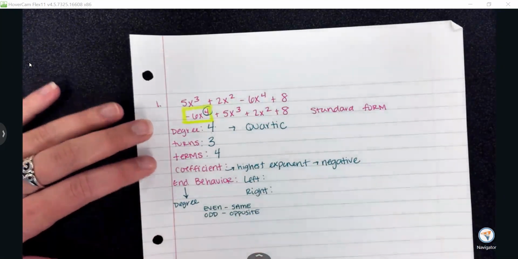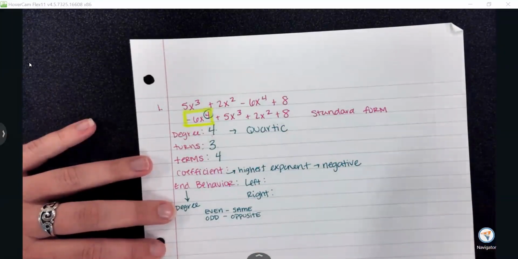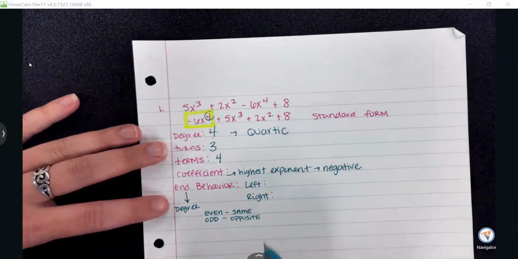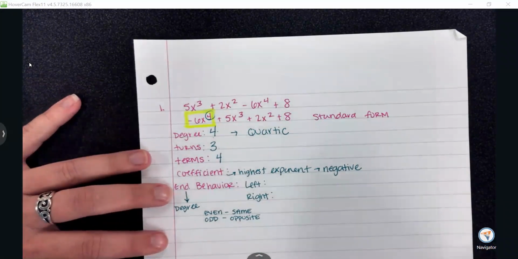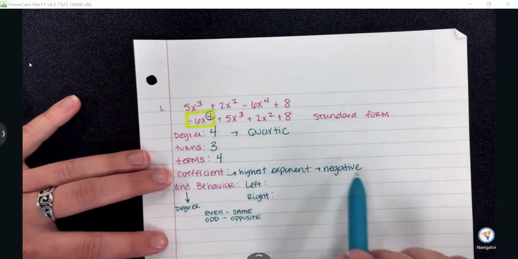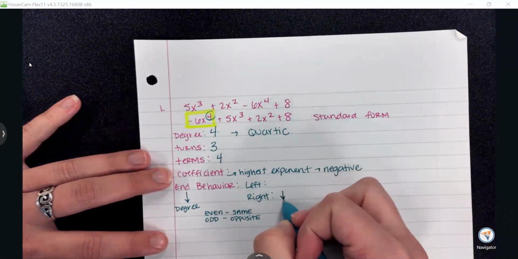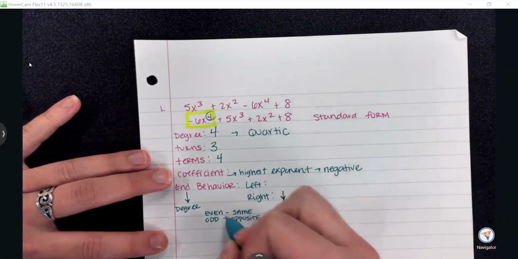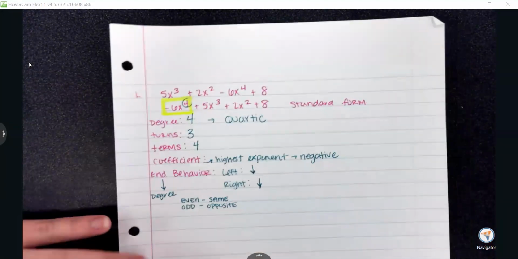So let's look up here. We have a degree of 4. So that is an even degree. So even means they have to be the same. They're either both pointing up or both pointing down. The coefficient tells us which way they are pointing. So since my coefficient is negative, my arrow is down. And since they are even, the same, this arrow is down too.